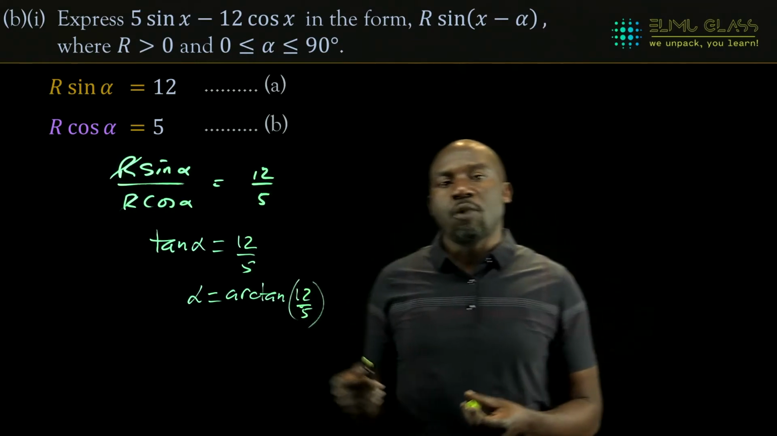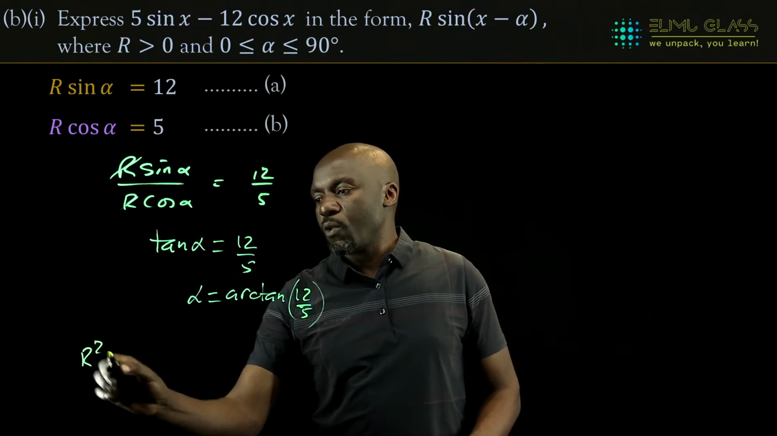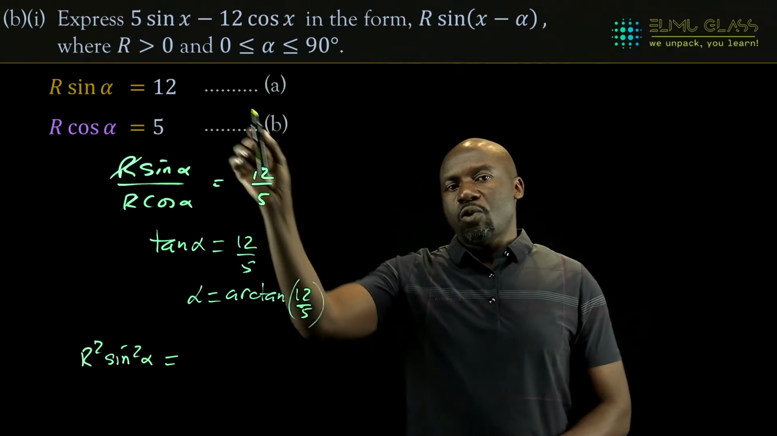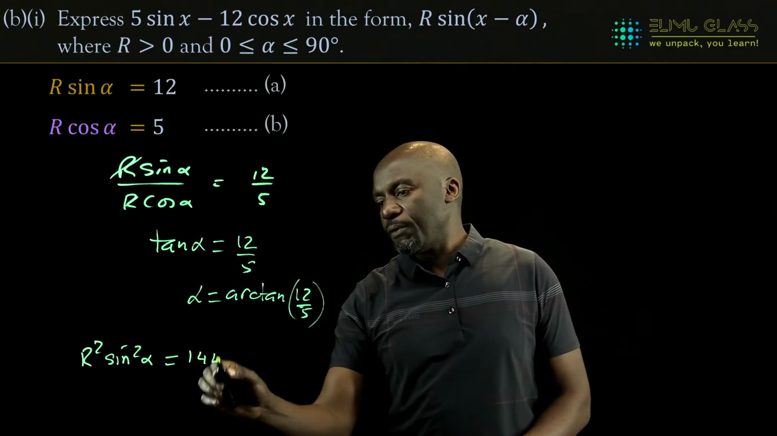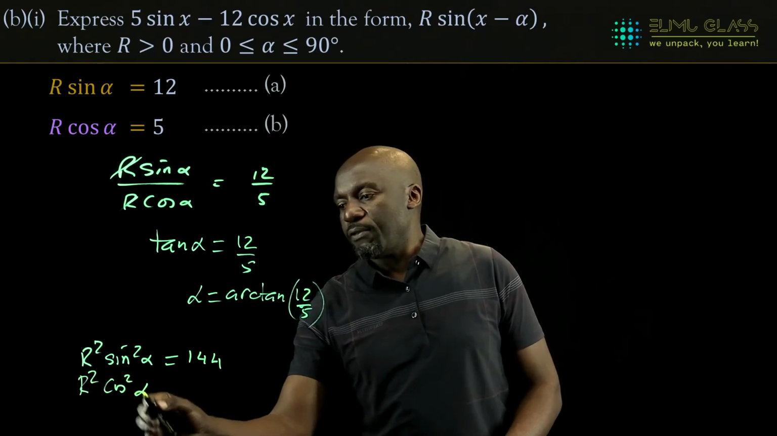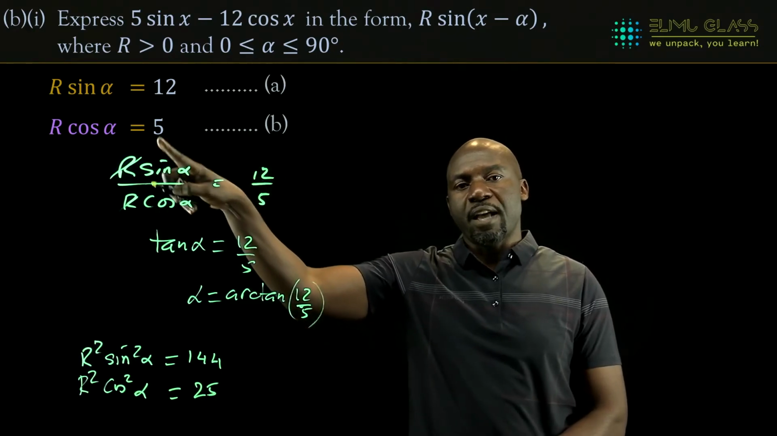All right, the second thing we also need to do is we square both of those. So r squared sine squared of alpha is 12 squared, which is 144, and r squared cosine squared of alpha is the same as 25 because of 5 squared.